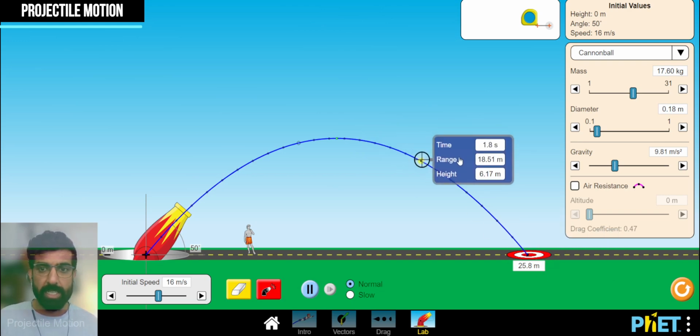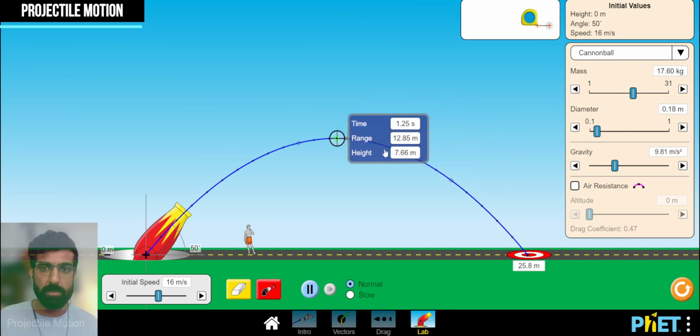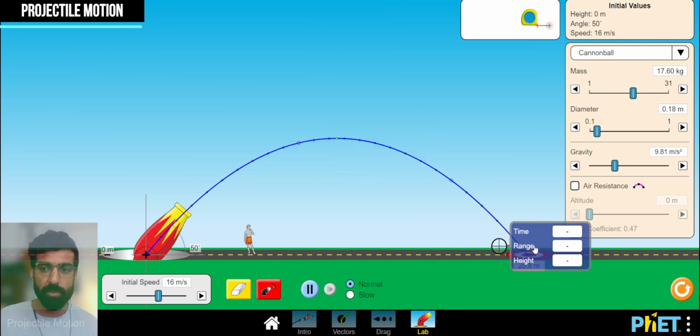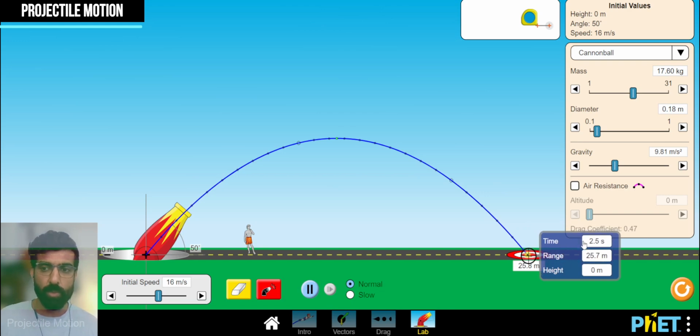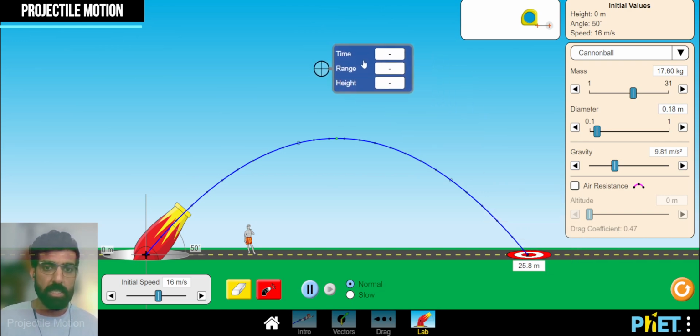You can check out the height at any instant, 6.17 meters over here. When we talk about the maximum height, that is 7.66 meters. The range at this instant is 12.85 meters, which is approximately half of the maximum range. The time is 1.25 seconds, which is approximately half of the maximum time. Over here, it was 2.5 seconds. So these are the three quantities: maximum height, time of flight, and the horizontal range.